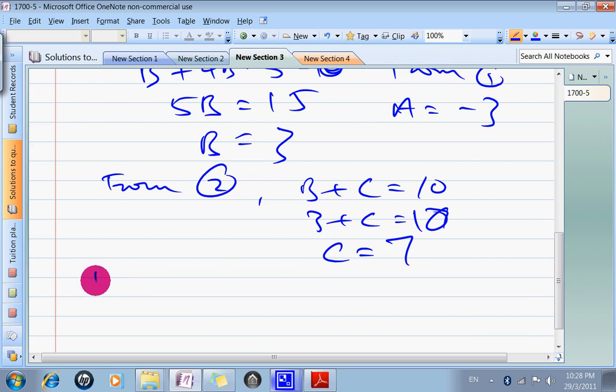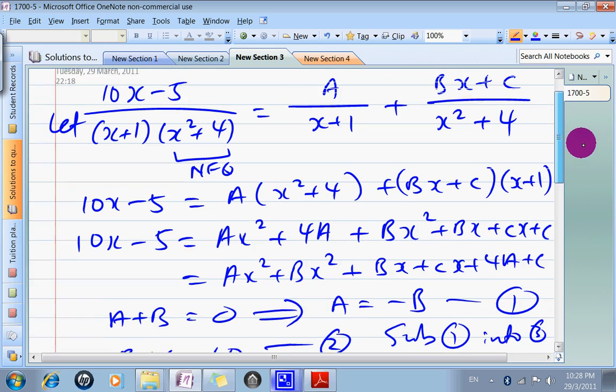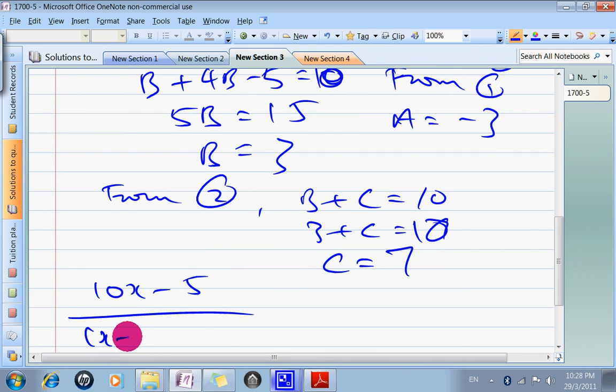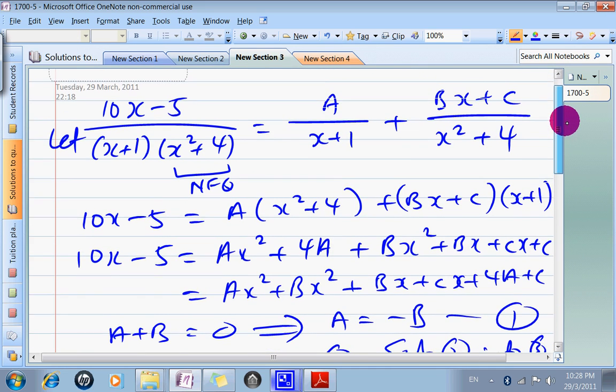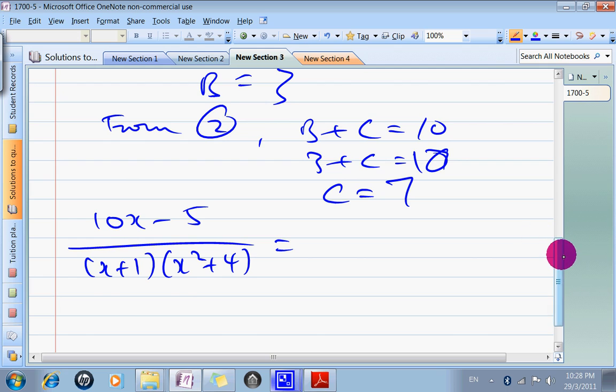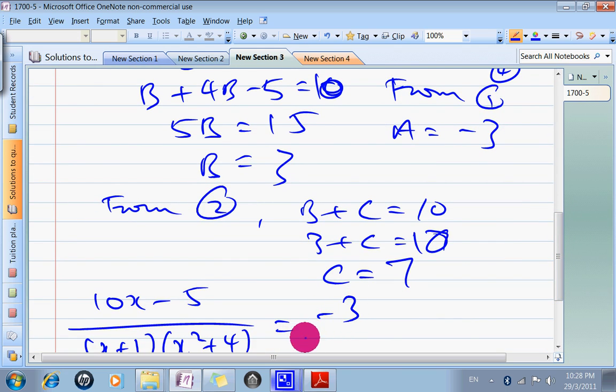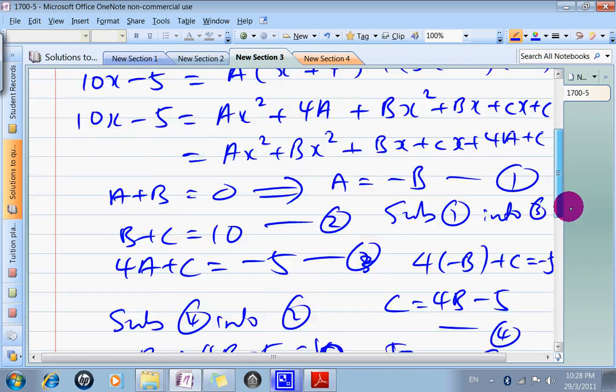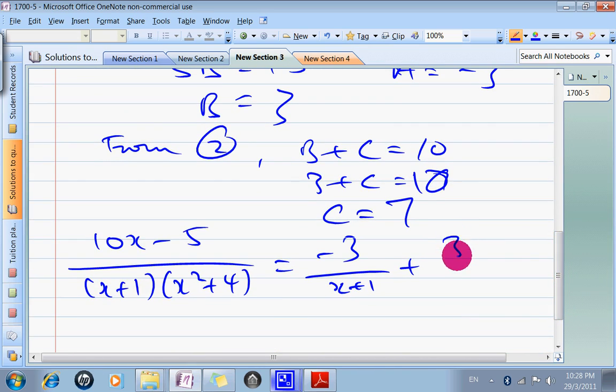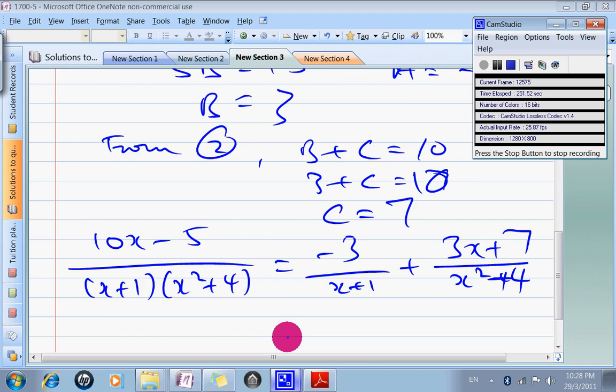So therefore, (10x minus 5) upon (x plus 1)(x squared plus 4) equals a over x plus 1. A is negative 3 over x plus 1 plus bx plus c. Bx plus c is 3x plus 7 over x squared plus 4. So the first example is done.